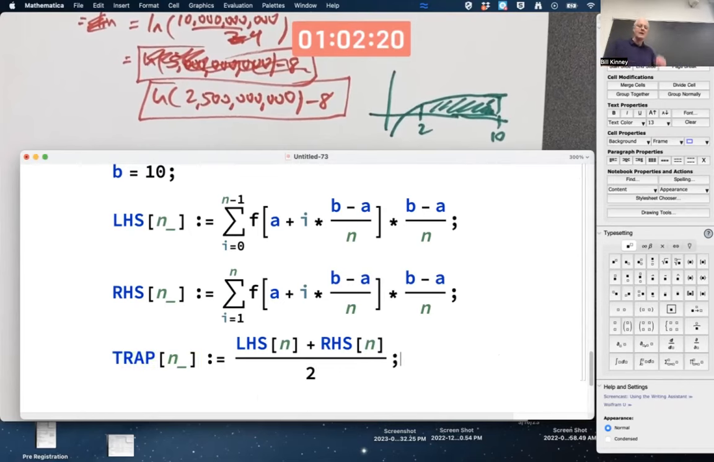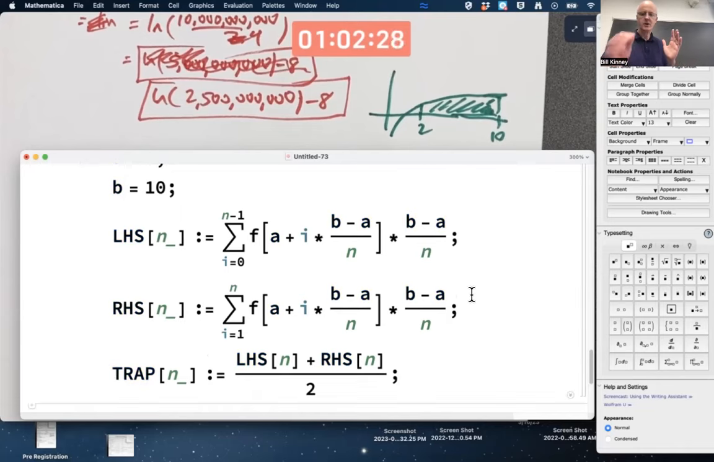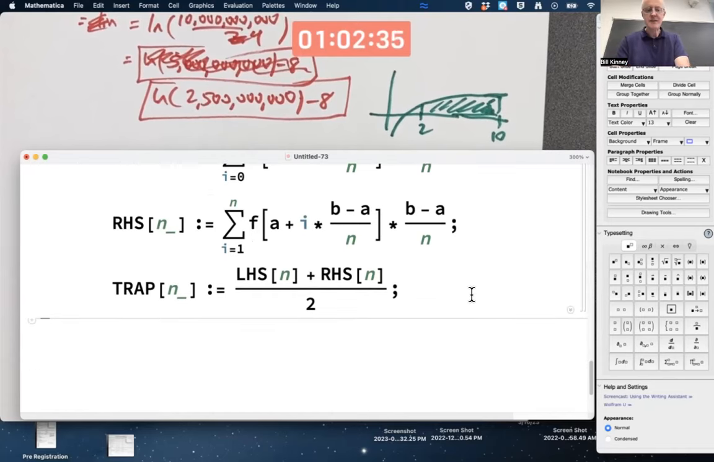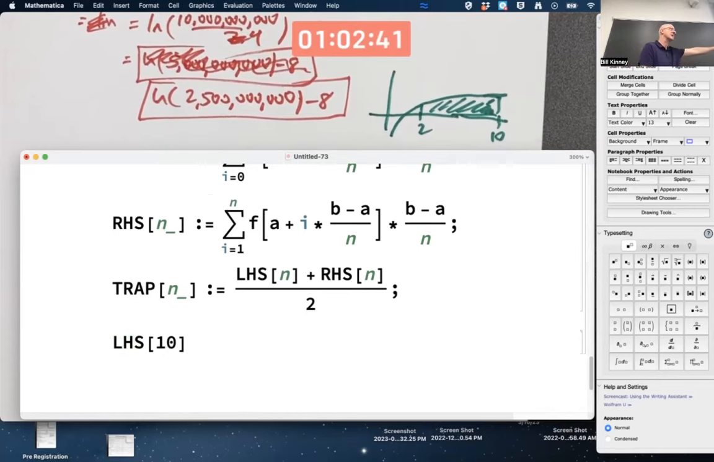Now, going to enter all this. I've got semicolons in there. That's fine. Just make sure your cursor is somewhere in the cell. Enter this with a shift return. You don't see any output, but it's in memory now. If I do one of these, for example, LHS for a particular value of 10, the answer is not going to look very nice because it's going to write out the summation completely symbolically.